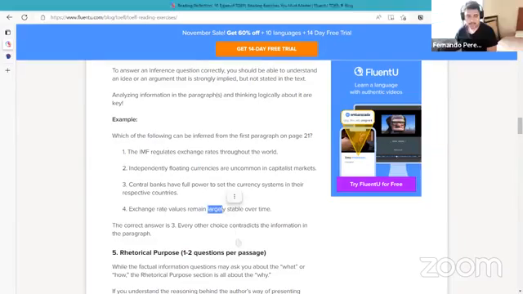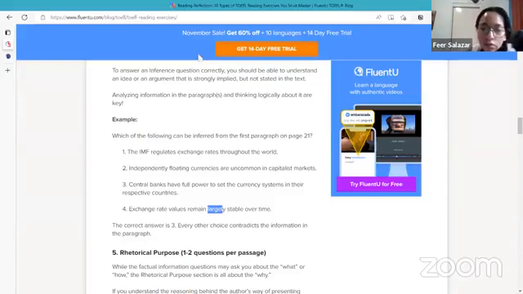Exchange rate values remain largely stable. How do you pronounce this without the li? Large, exactly. So when you add li, largely, the pronunciation is the same. Excellent. Okay, so what was it? Exchange rate values remain largely stable over time. That's right. The correct answer is 3. Every other choice contradicts the information in the paragraph.